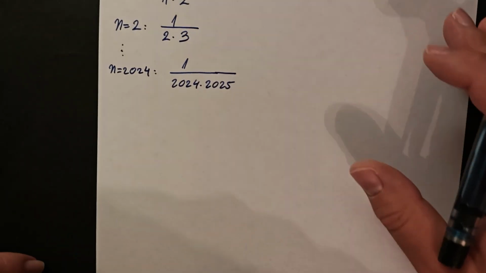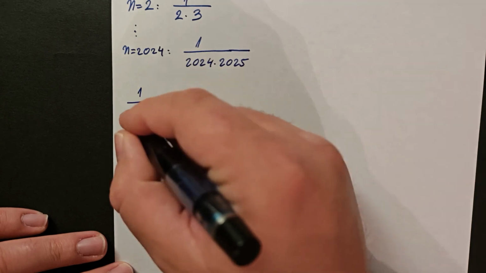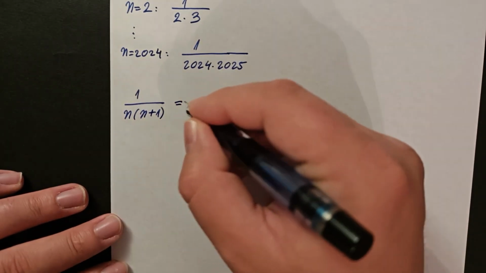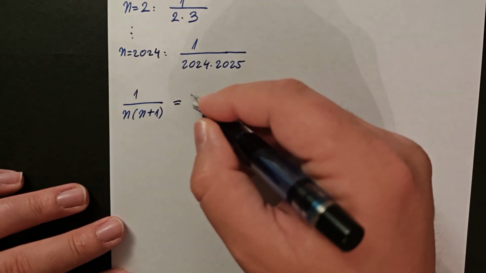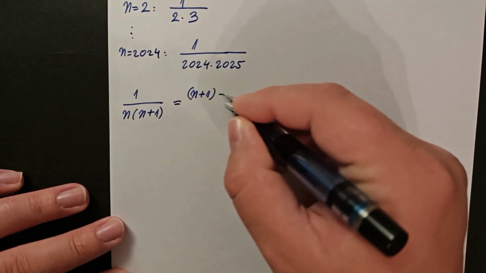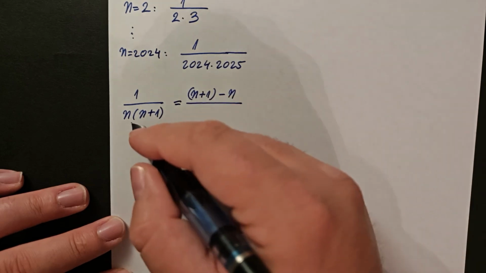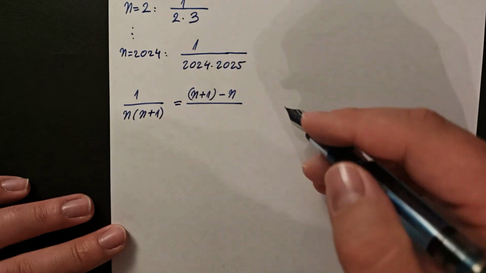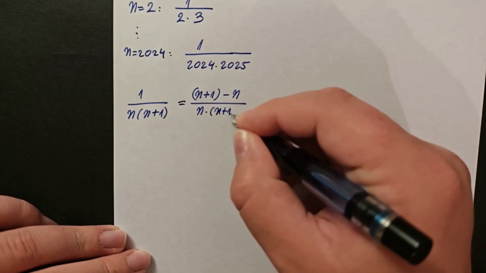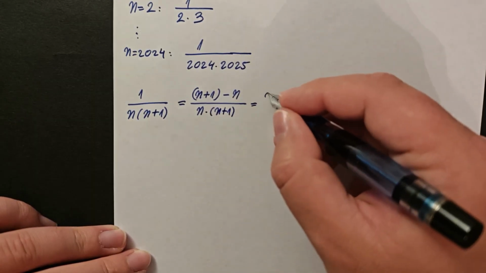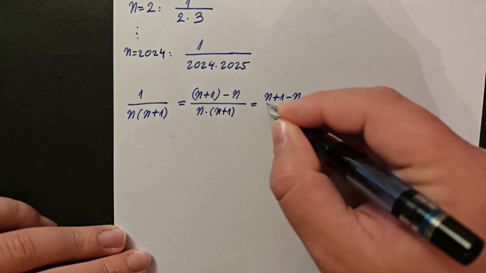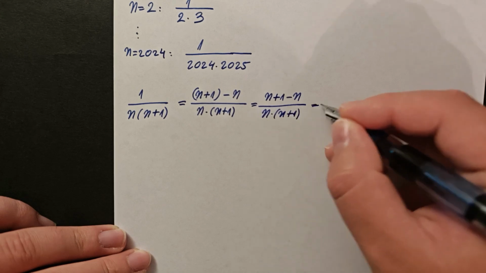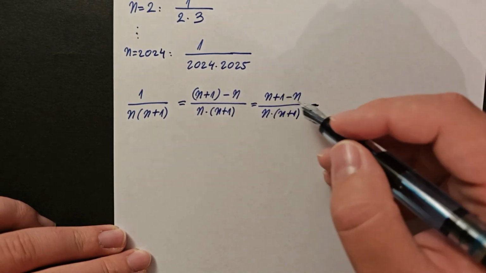Let's use our idea on this fraction, 1 divided by n multiplied by n plus 1. First, we are going to write number 1 as n plus 1 minus n, as n and n plus 1 are the numbers figuring in the denominator of our fraction. n multiplied by n plus 1, and then we get that this is n plus 1 minus n divided by n multiplied by n plus 1. And again we are going to make two fractions.